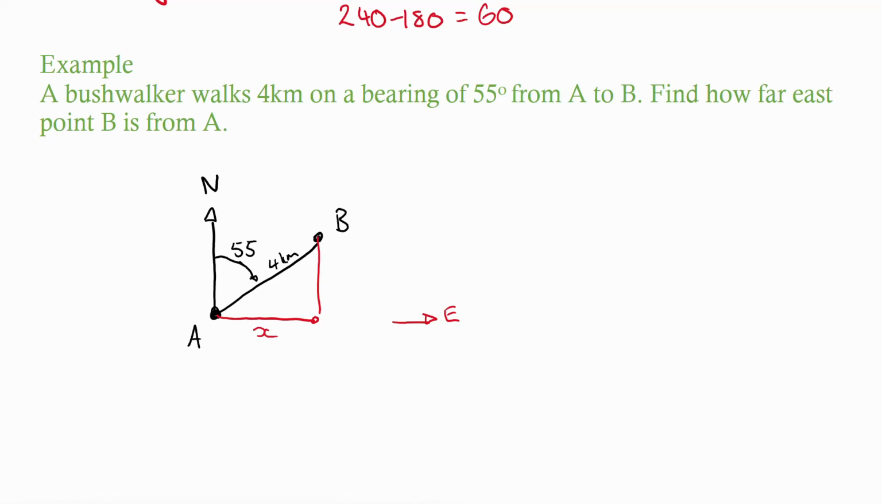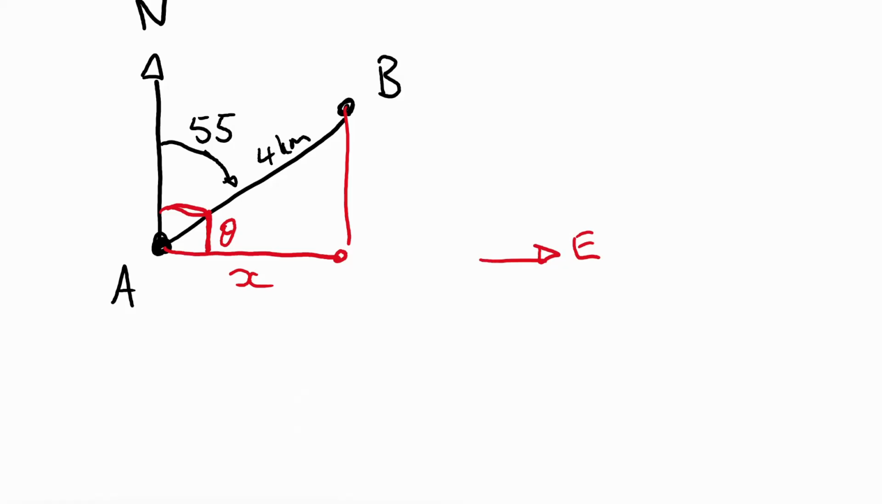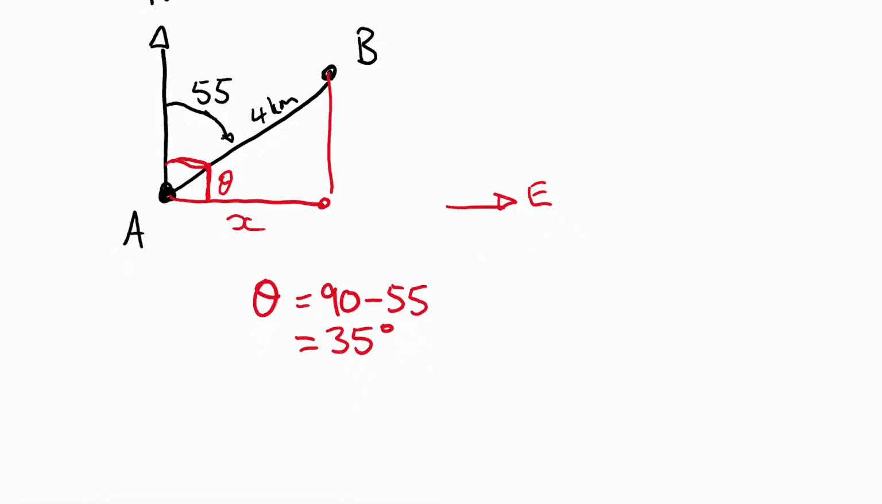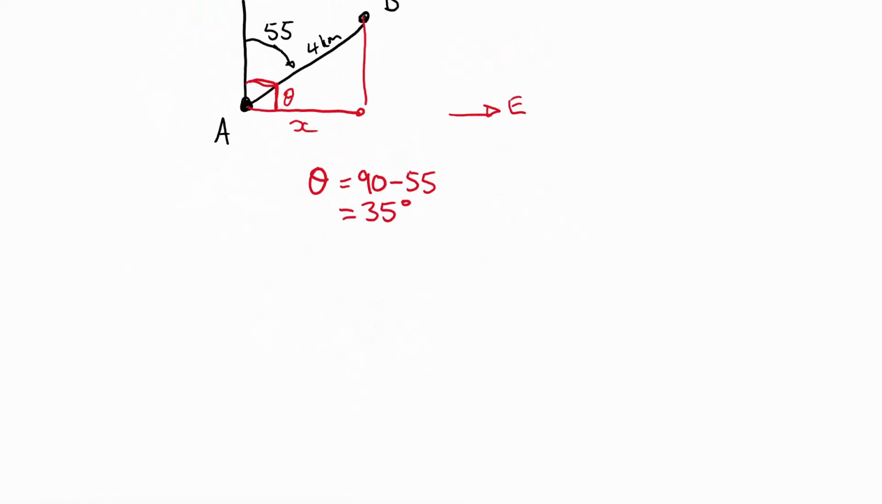What's special about the compass, north, east, south, west, is that this angle here is 90 degrees. So let's say I call this down here theta. I'm going to zoom in so I can write a little neater. Theta is going to be 90 take away 55, which gets us to 35 degrees. So if I redraw that triangle just real quickly, we know that the right angle's there. That was 35. That was 4 kilometers.